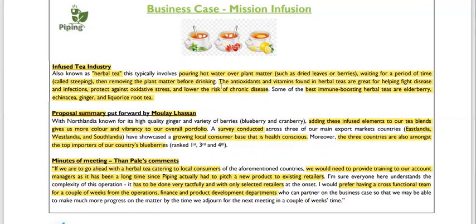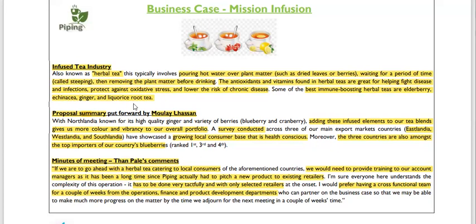Then it is also highlighted that the antioxidants and vitamins found in herbal teas are great for helping fight disease and infections, protect against oxidative stress, and lower the risk of chronic disease. Some of the best immune boosting herbal teas are elderberry, echinacea, ginger, and licorice root tea. So they have highlighted various different types of flavor infused teas out there, and they are saying these teas are highly antioxidant, and they have highlighted certain benefits of consuming this tea.